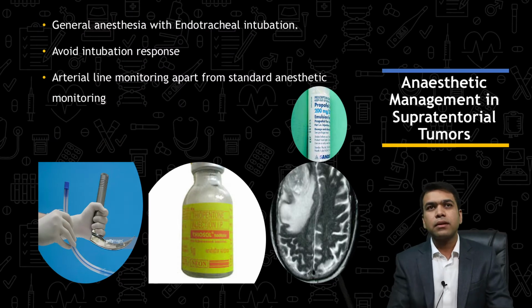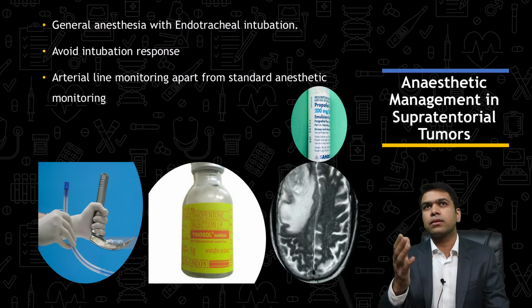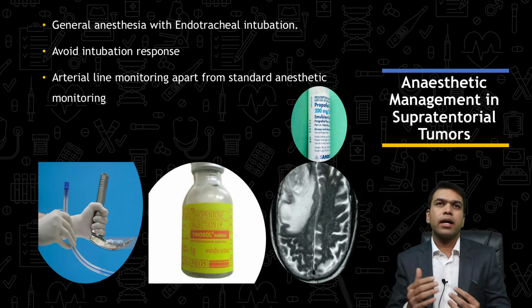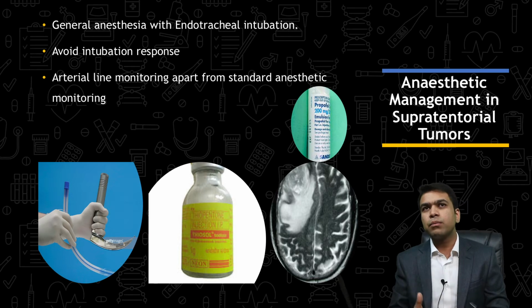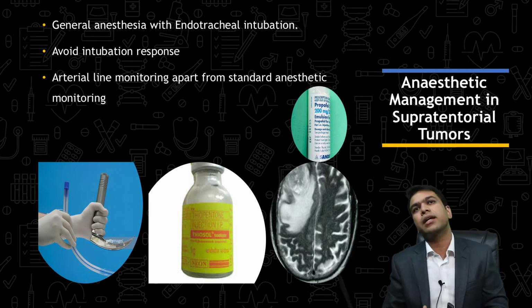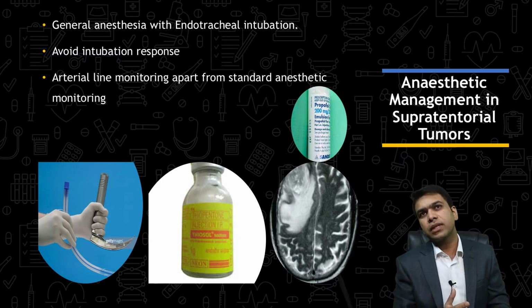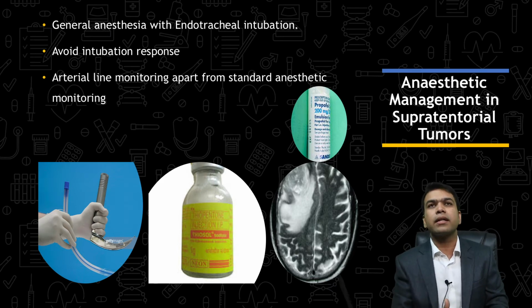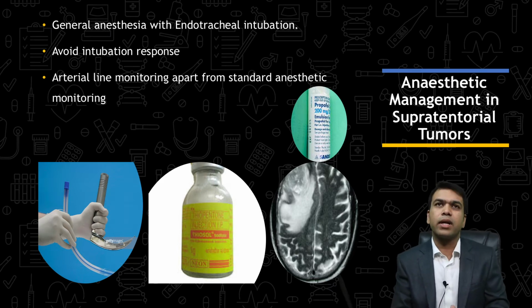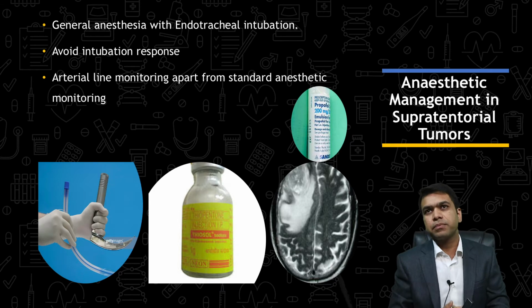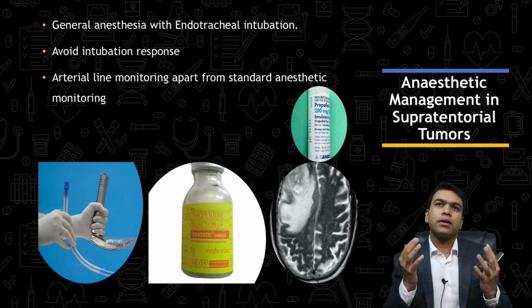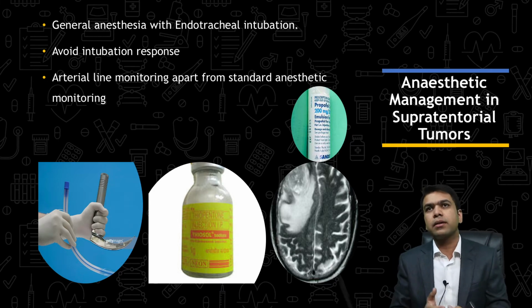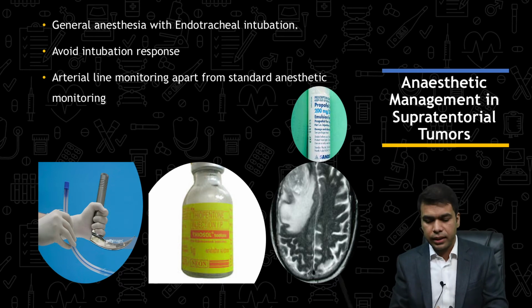So you need to reserve packed cells and check hemoglobin periodically during the surgery. During induction, any induction agent is fine, because propofol and thiopentone both decrease the cerebral blood flow and intracranial pressure. But the most important thing is during intubation, you need to prevent the intubation response, because any kind of sympathetic stimulation can lead to hyperemia in the brain. You can use pharmacological agents, or cutting down the time of direct laryngoscopy will also help. You can also use arterial line monitoring if you are anticipating bleeding in this particular case.